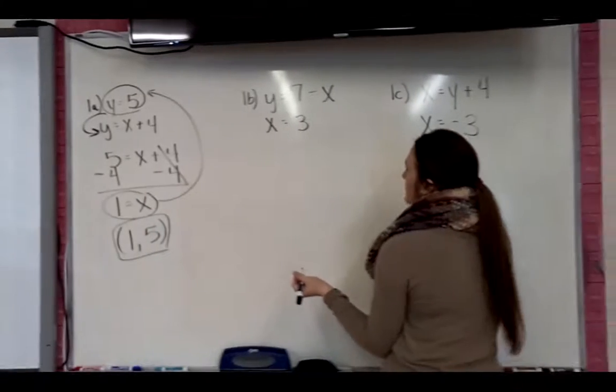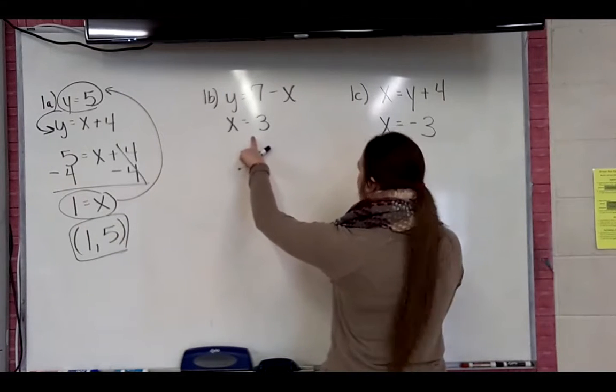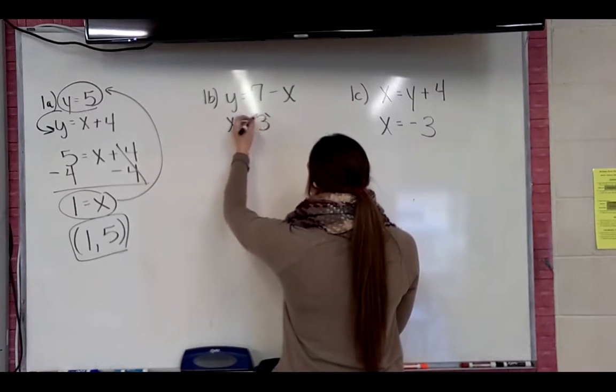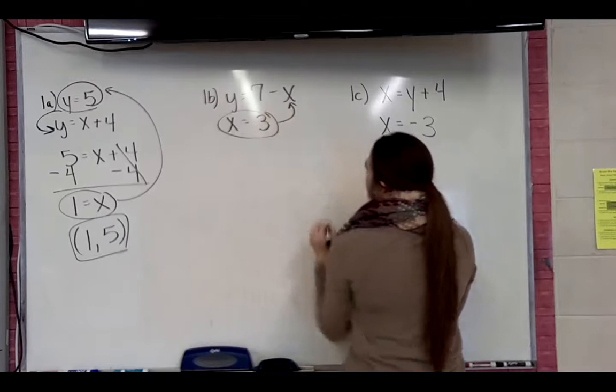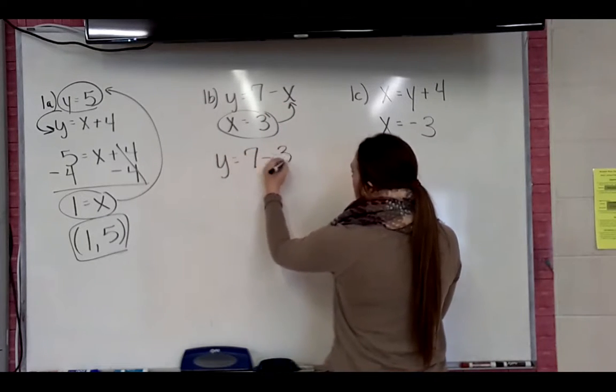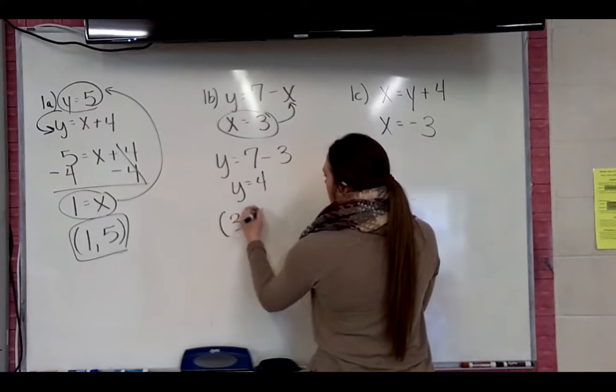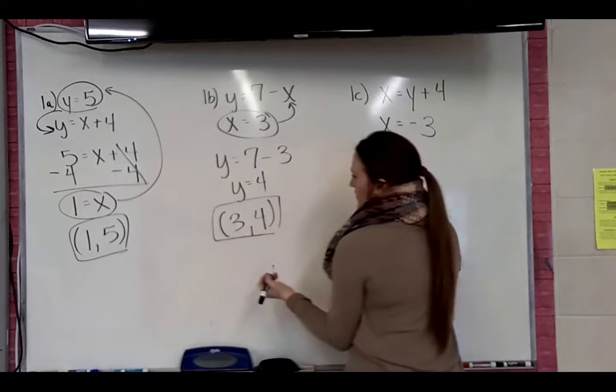Okay, on 1b, I have y equals 7 minus x and x equals 3. They already did half of it. x equals 3. So we take that and plug it in for x on the other equation. So I have y equals 7 minus 3. 7 minus 3 is 4. So my solution is the point (3, 4).